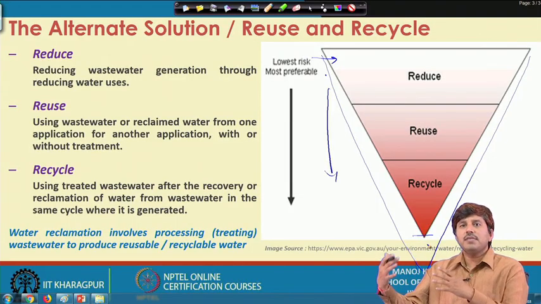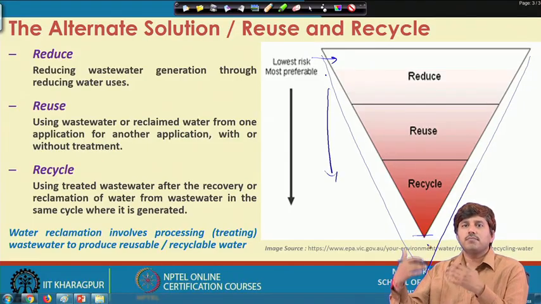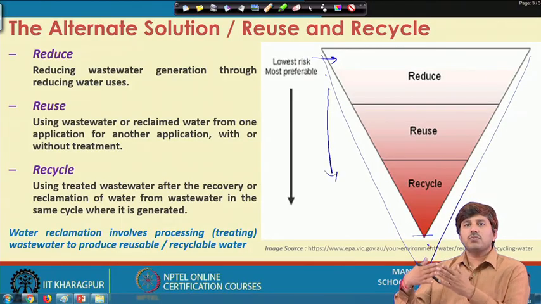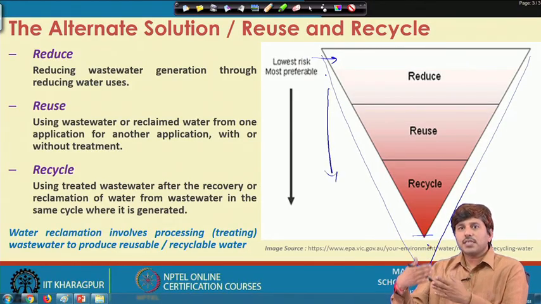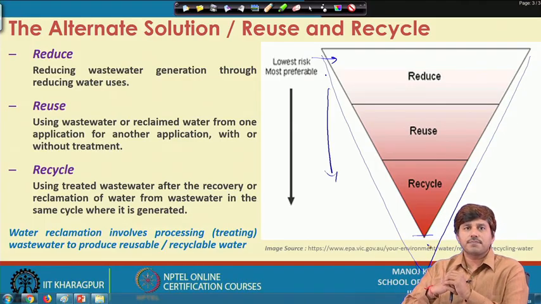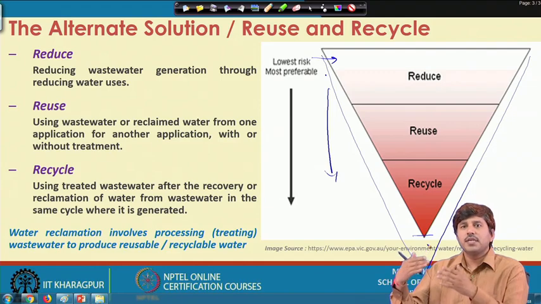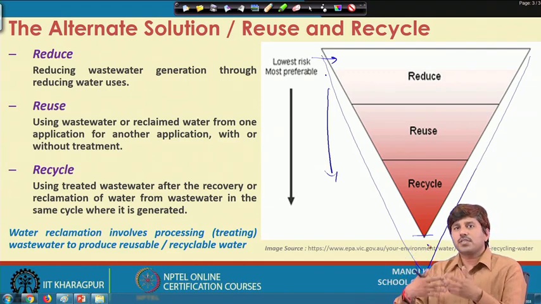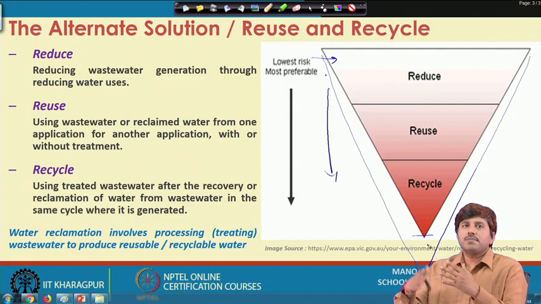When there was a millennium drought in Australia, various cities including Melbourne were able to reduce their water consumption by 40% by just replacing unsustainable, high water consuming devices with water efficient devices. So, there is a huge potential in reducing water consumption, and when you reduce your water consumption, because your wastewater is generated from the water that you consume, your wastewater generation will also get reduced. Then the second option is reuse.